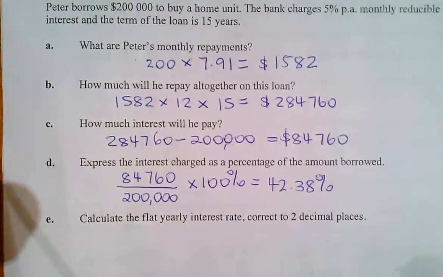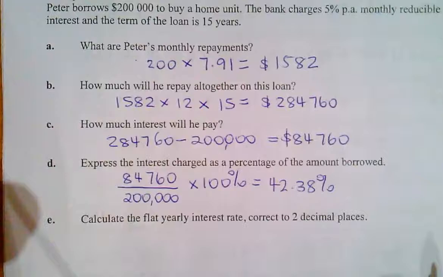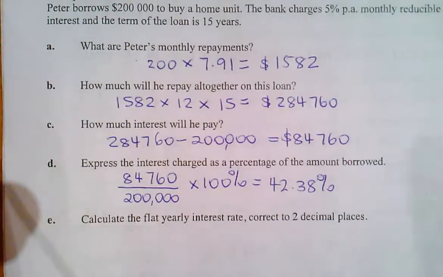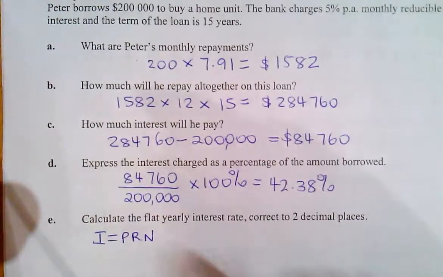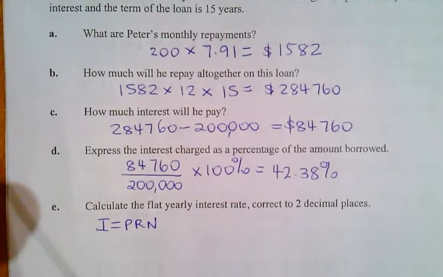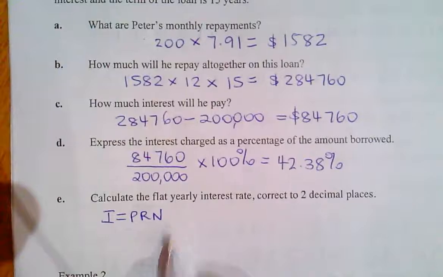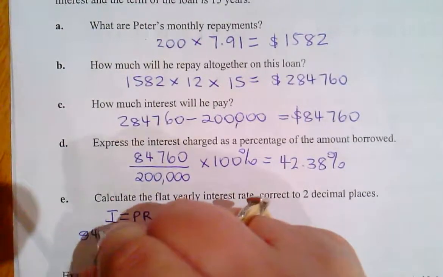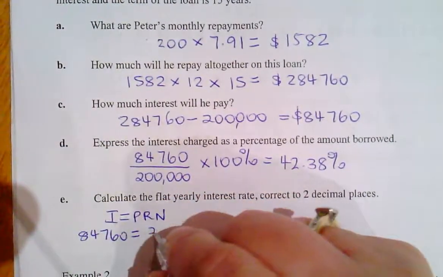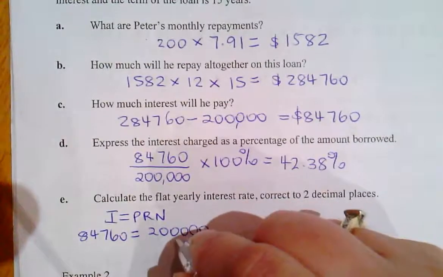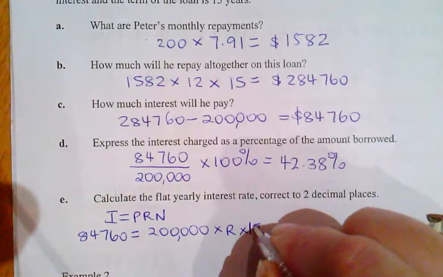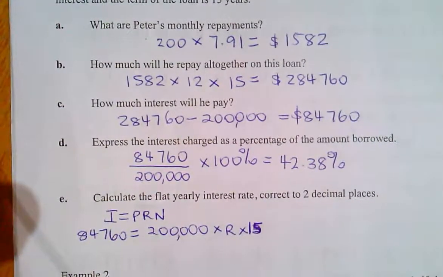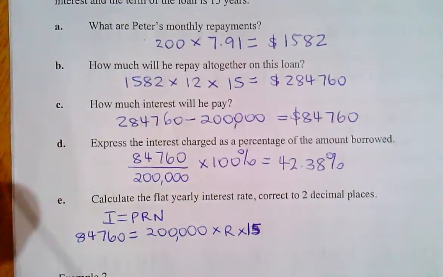Last bit of the question is to calculate the yearly flat interest rate. I mean, we can do this two ways. First, I'm going to start with the simple interest formula because it's a flat interest rate. That's always simple interest formula. I equals PRN. We know that the interest is $84,760. We know that the principal is $200,000. R we don't know, and N is 15 years.